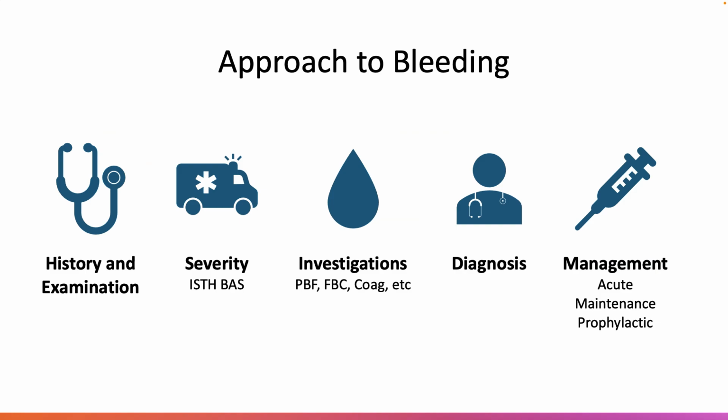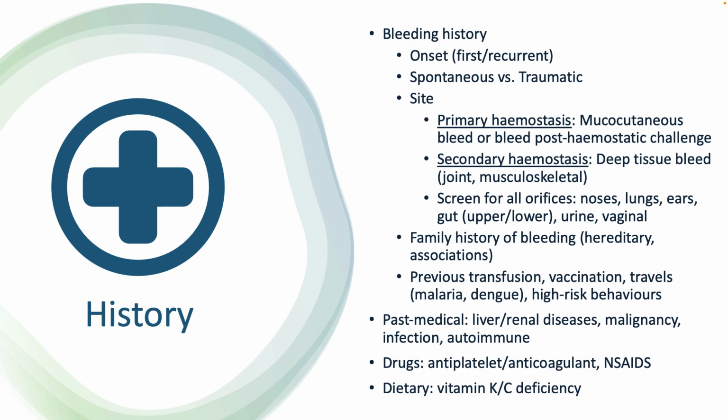Okay, so now back to the question of how do we approach a bleeding patient. So first we should start off with a good history and examination. Second is to try to stage the severity, and then we investigate further and confirm our diagnosis, and subsequently we manage the patient. So when we talk about history, you're talking about bleeding history in particular. You want to know the onset, whether this is the first bleeding or recurrent bleeding, whether this is spontaneous or traumatic bleeding, and what is the site involved.